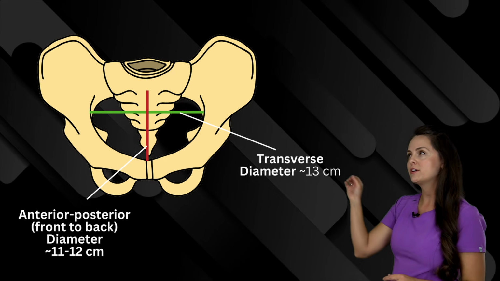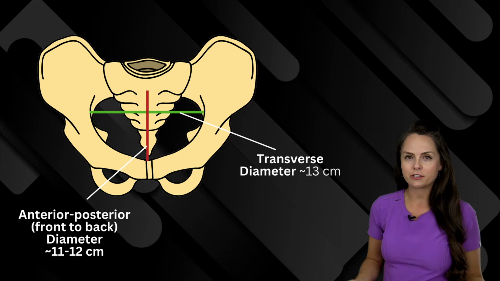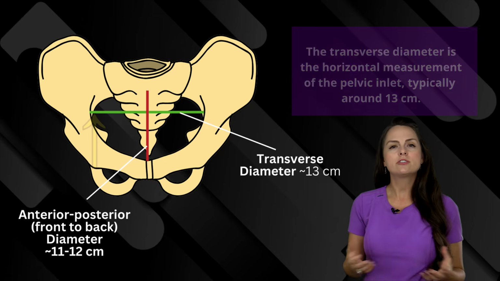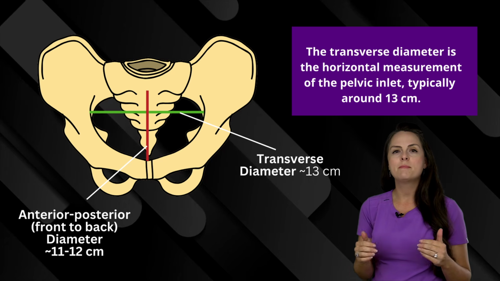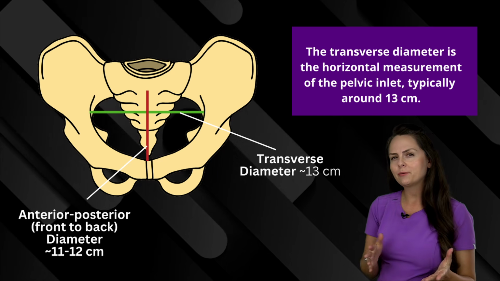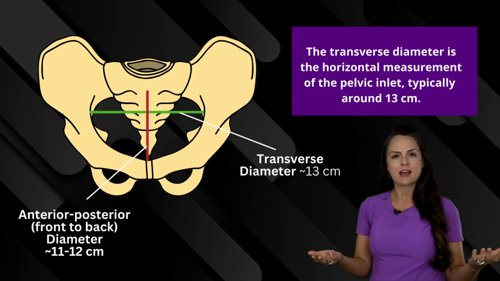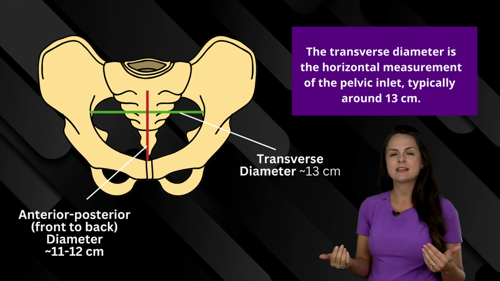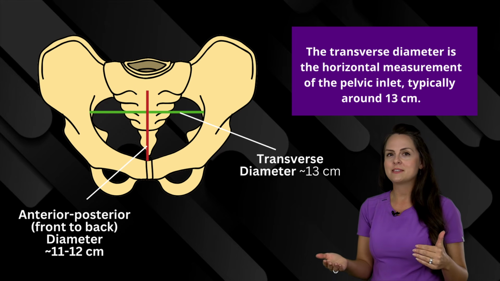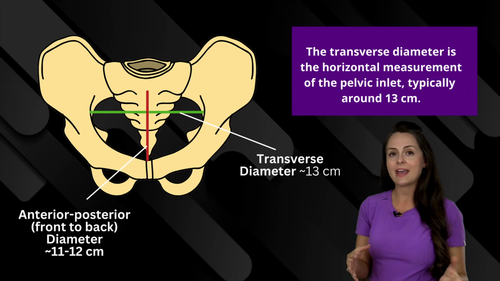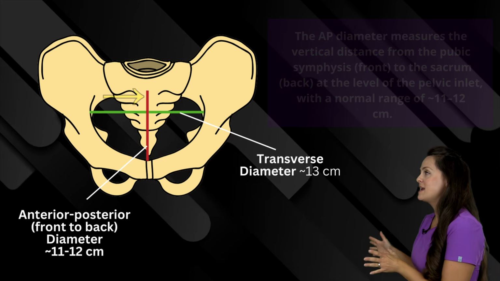We have transverse diameter and anterior posterior diameter, which I'm going to refer to as AP diameter. The transverse diameter is a horizontal measurement of the pelvic inlet, which is typically around 13 centimeters. Now, it's crucial to know this diameter because it's going to help us assess the width of the pelvic inlet, which allows us to know if that baby's head is going to be able to engage and descend down through that birth canal. And then there's the AP diameter.